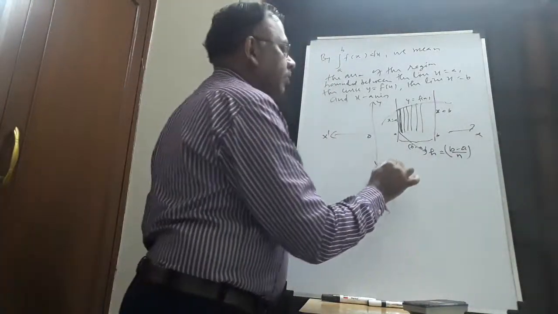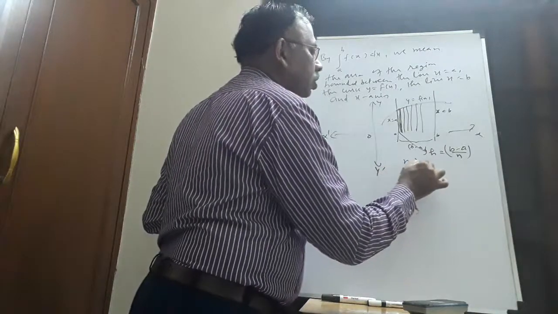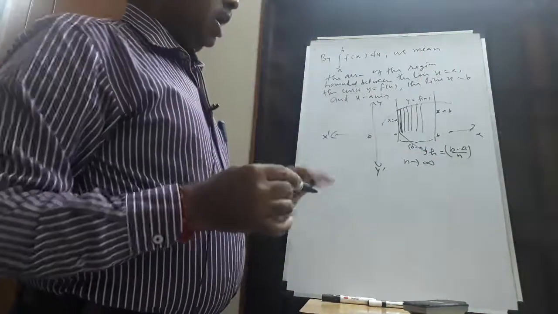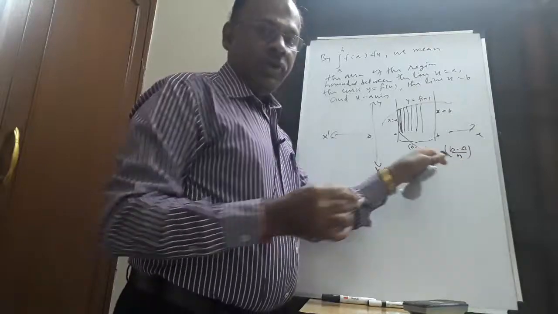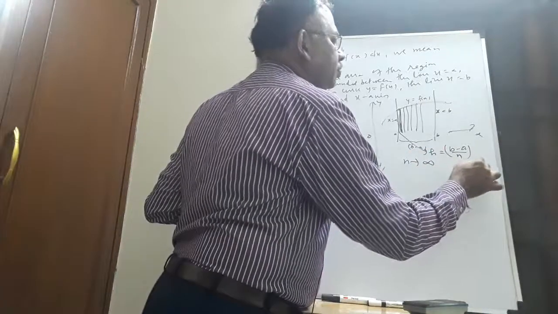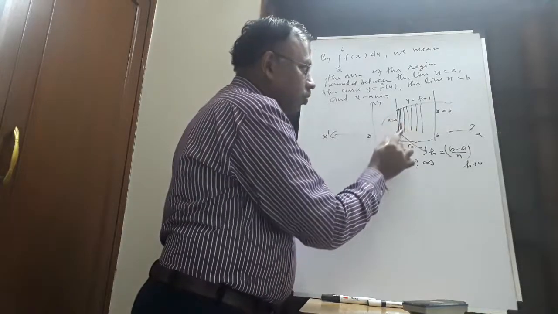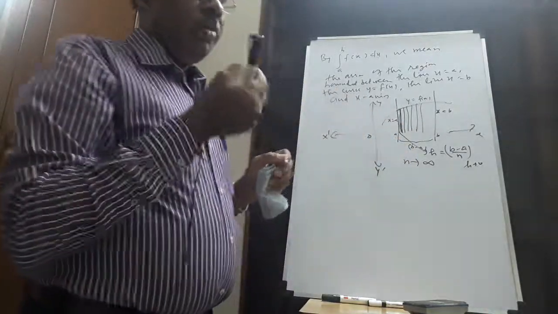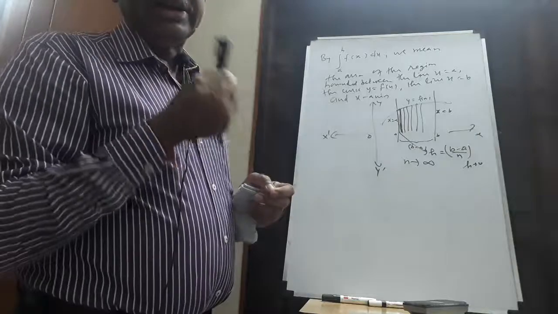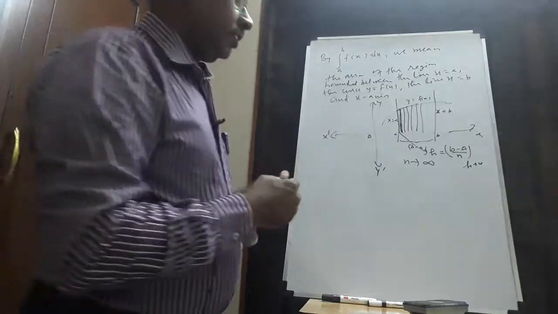What I will do is, I'll allow my n to tend to infinity. Allowing n to tend to infinity is equivalent to h tends to 0. When h is tending to 0, each of the smaller areas will become smaller rectangles, infinitely many such rectangles.